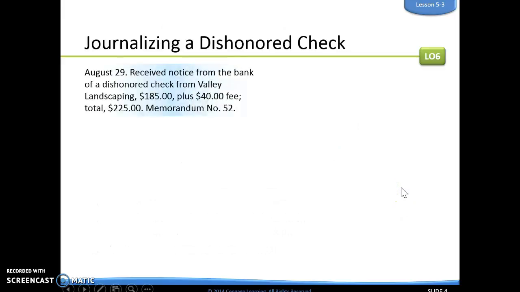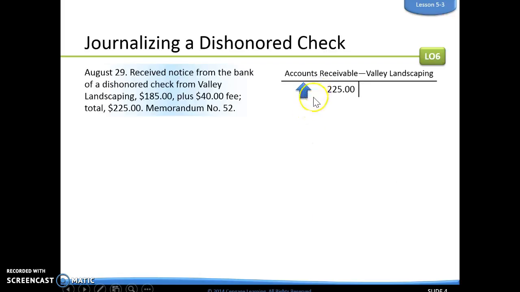Okay, so now we have to journalize it. On August 29th, it says that we received notice from the bank of a dishonored check from Valley Landscaping, $185 plus a $40 fee for a total of $225, memorandum number 52. So it's saying here that Valley Landscaping wrote us a check for $185. We took the check and they didn't have enough money. So we're having to cover that $185, but then we also have to pay for the fee of not having enough funds. So we have to pay that $40 fee too. So really, we are in charge of covering $225.